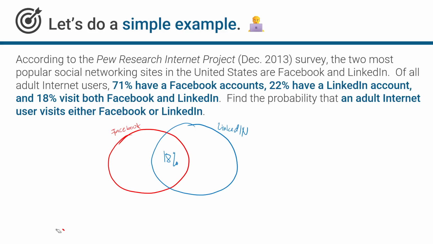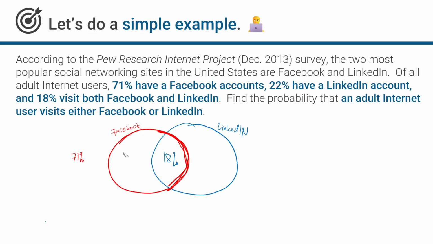Okay, this means that 75% is what? The total of all what is inclusive in Facebook. Okay, so we have 71% for Facebook. However, we know that Facebook also encompasses those who also have LinkedIn. Therefore, it will be incorrect if we put 71% here because it will be double counted.